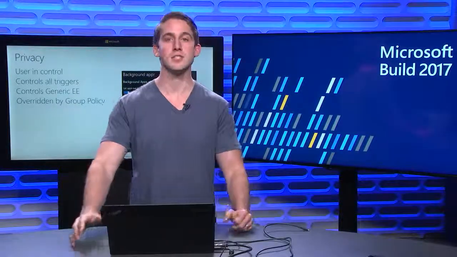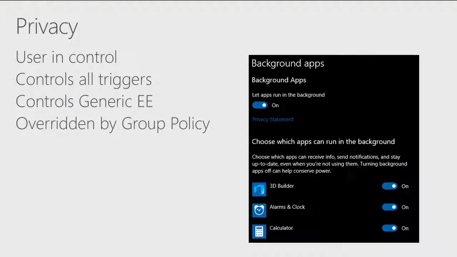So for the privacy controls, you can see here that within the Settings app, the user has the ability to turn on or off background activity for your application. Now, when the user does this, this has control of all triggers and controls all generic extended executions. And once again, this is overridden by group policy. So if a group policy is applied that says force allow all of my apps, you'll actually see an indicator on this page that says that this is being managed by your enterprise policy.